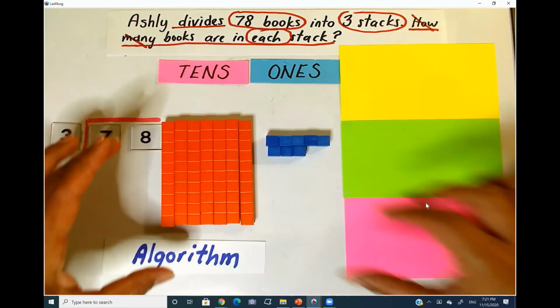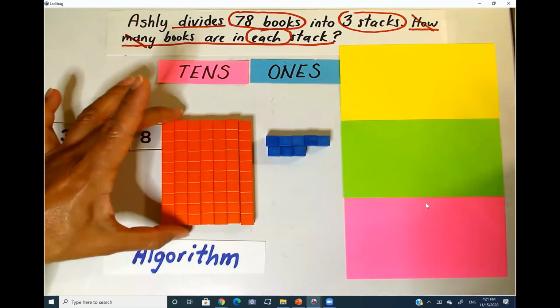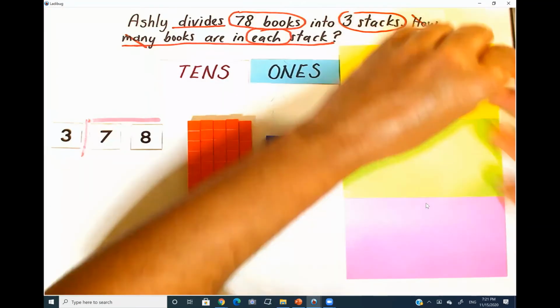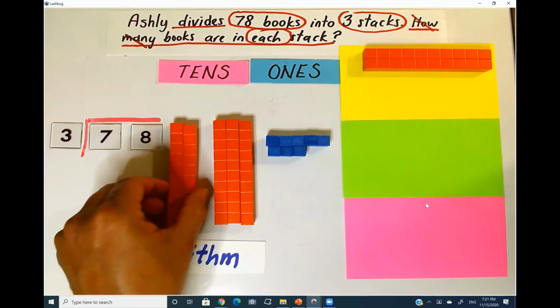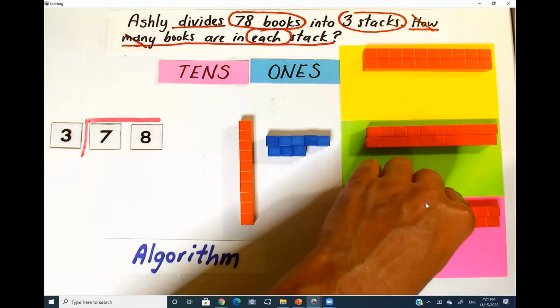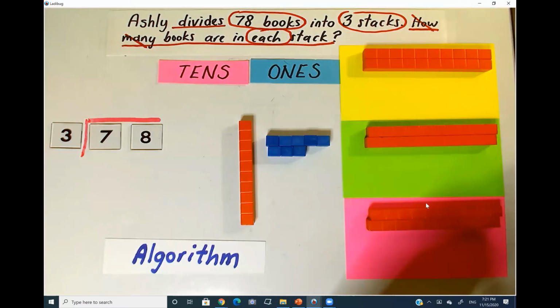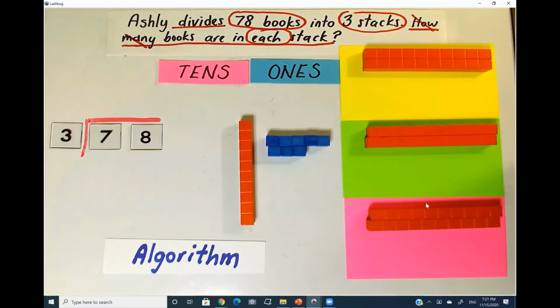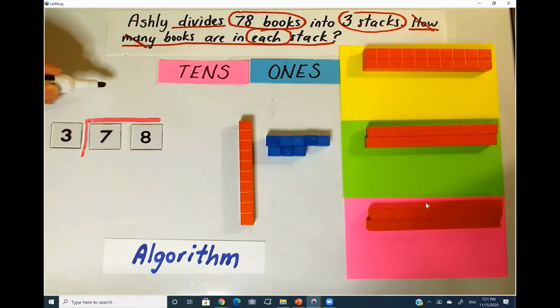among these 3 groups. Just by calculating, I notice that I can put 2 tens in group number 1, 2 tens in group number 2, and 2 tens in group number 3. Because I did 2, I'm going to say that 7 tens divided by 3 groups is going to be 2 tens each group.